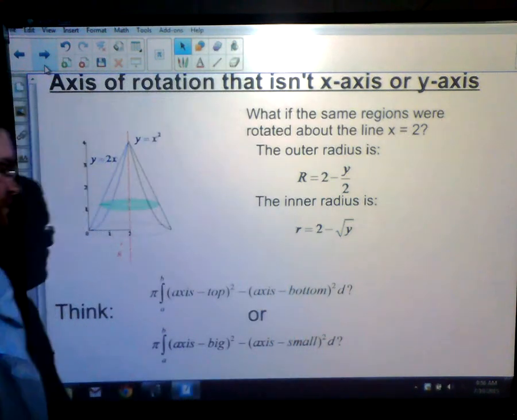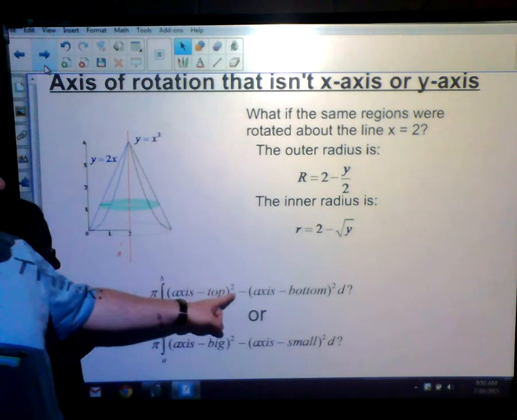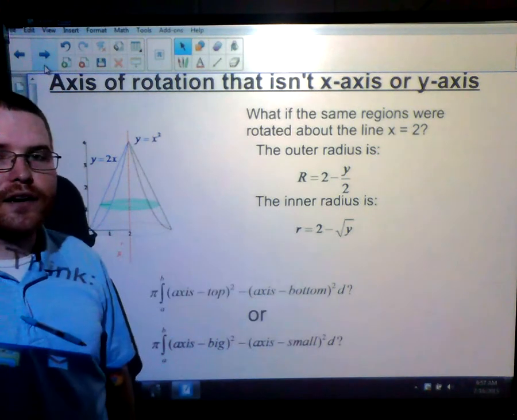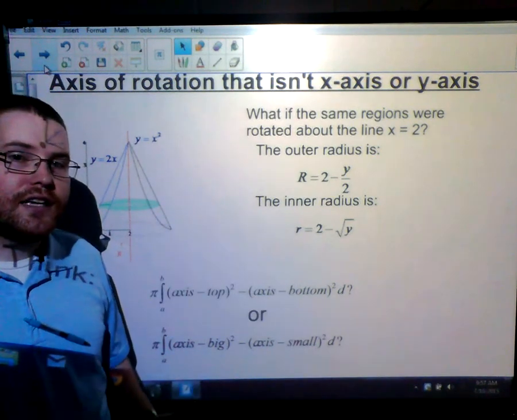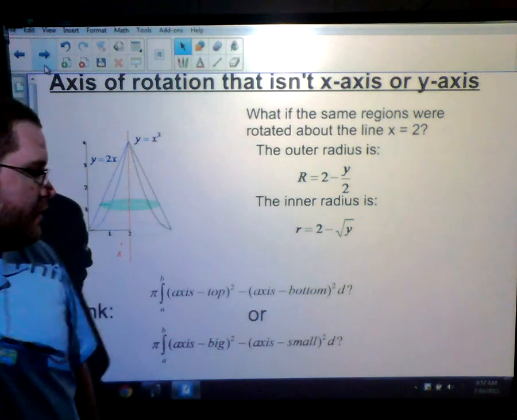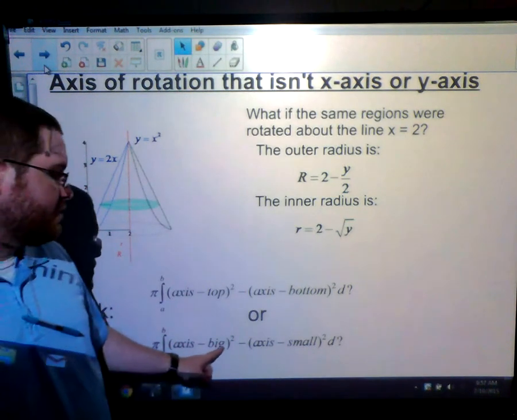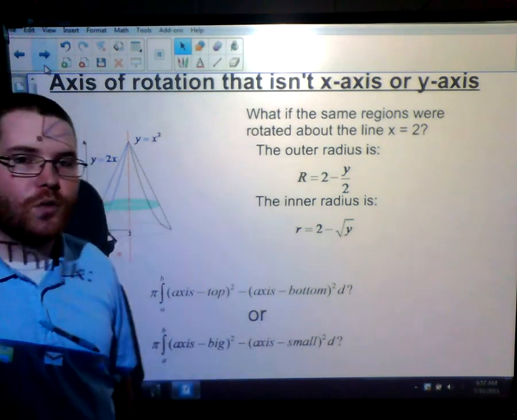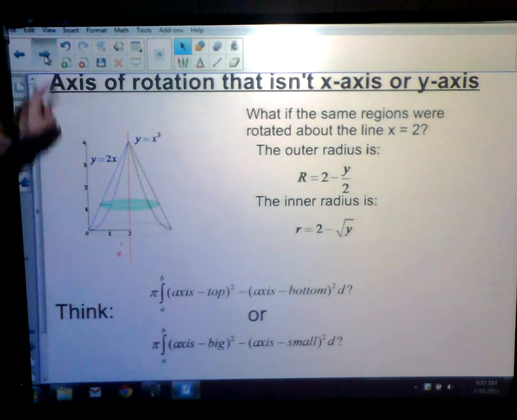Here's your new formula. Axis minus top squared minus axis minus bottom squared. So it's the same thing, except I have to put axis minus in front of each thing. Or axis minus big squared minus axis minus small squared. What do I mean by that?